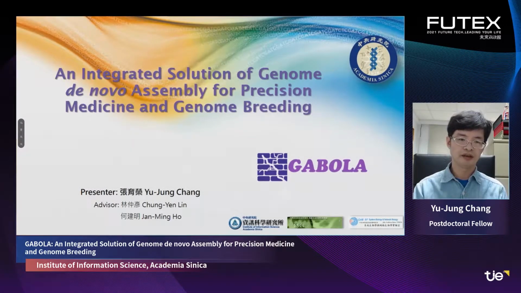Today, I'm Yuan Zhang from the Institute of Information Science at Academia Sinica. The team leaders of our group are Dr. Zhongyuan Lin and Dr. Jianming Hou. Our research topic is an integrated solution of genome de novo assembly for precision medicine and genome breeding.